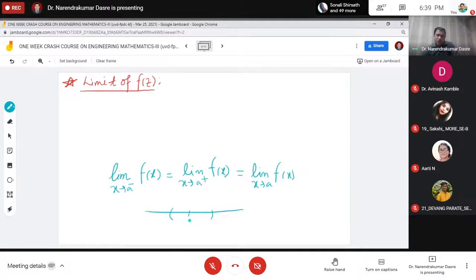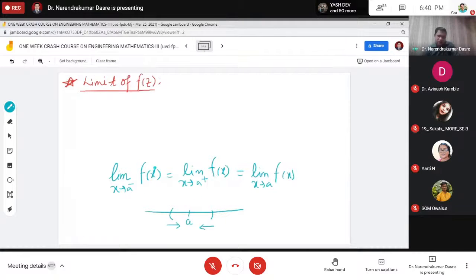So here x is approaching from the left and x is approaching from the right. If this left limit and this right limit are the same, then we say this is the limit of the function. So this is in the real case.